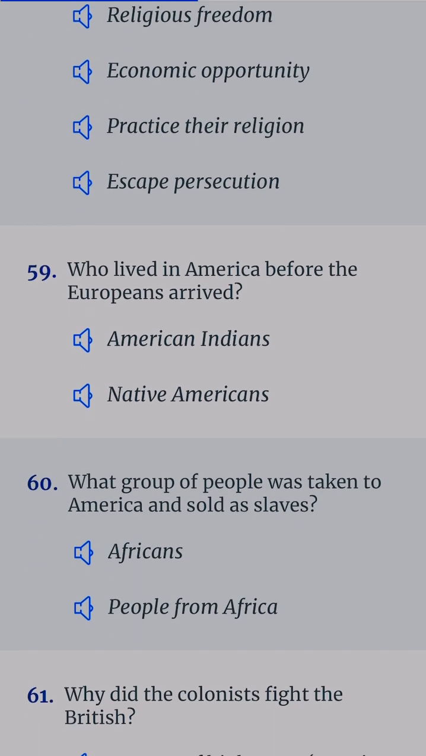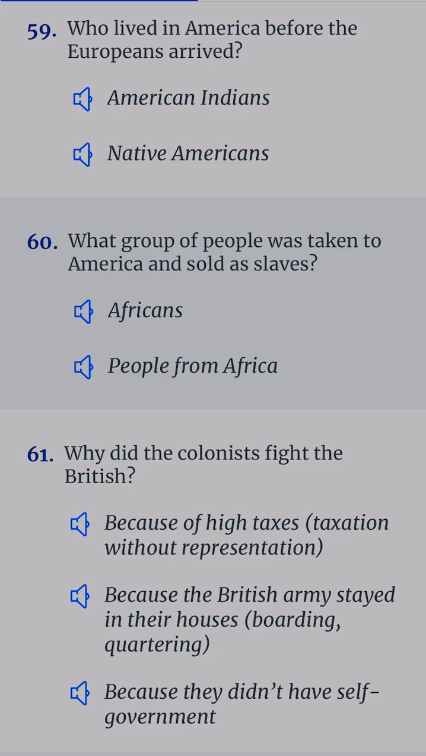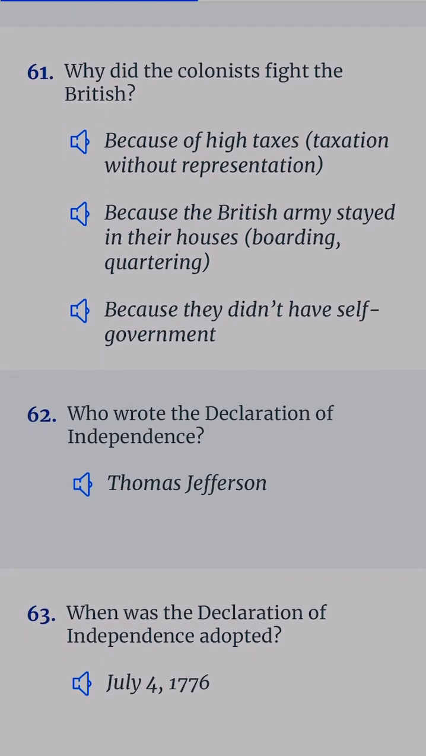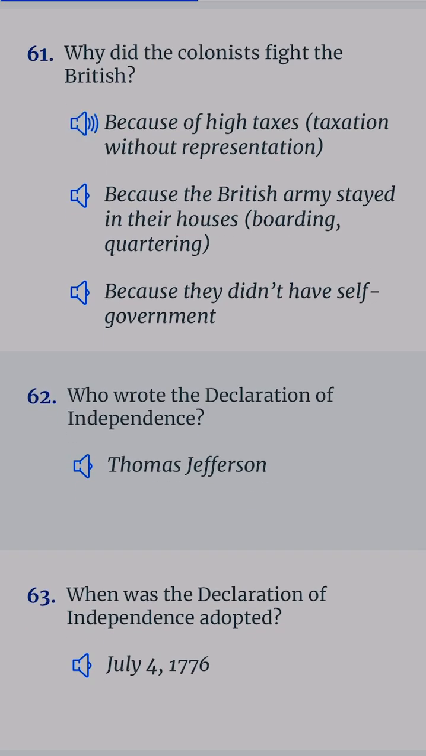Who lived in America before the Europeans arrived? American Indians, Native Americans. What group of people was taken to America and sold as slaves? Africans, people from Africa. Why did the colonists fight the British? Because of high taxes, taxation without representation, because the British Army stayed in their houses, boarding, quartering, because they didn't have self-government.